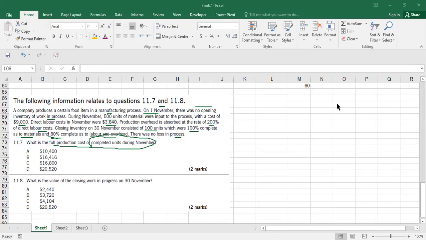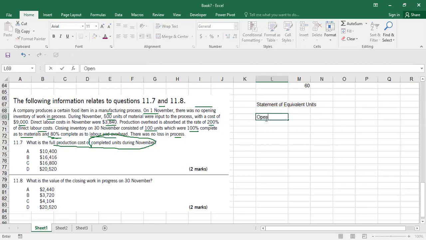Now, this question you have to do in 3 steps. Step number 1 is where you prepare your statement of equivalent units. That is, how many equivalent units you produced. So statement of equivalent units is your step number 1.